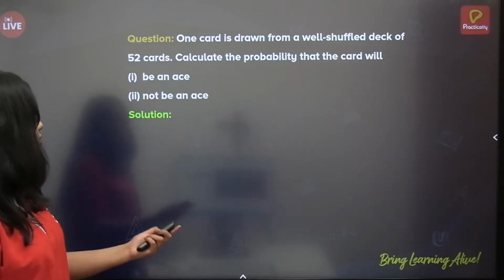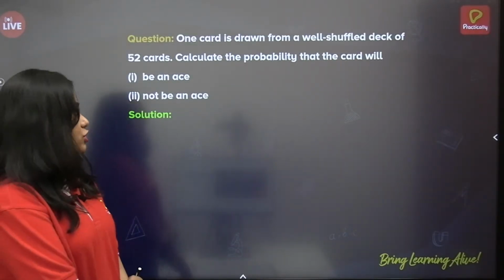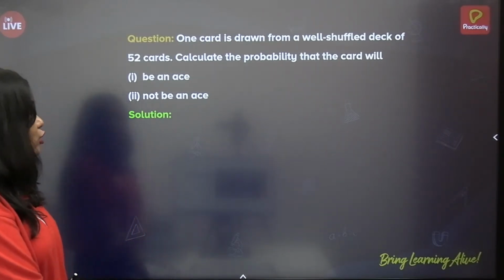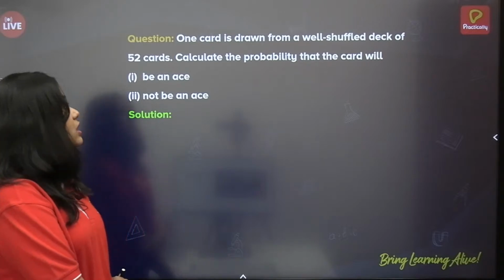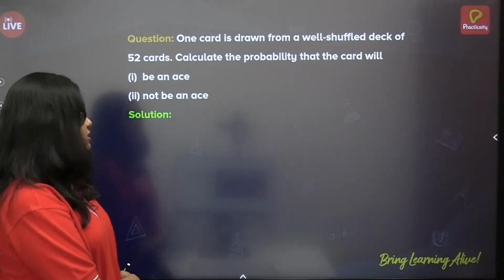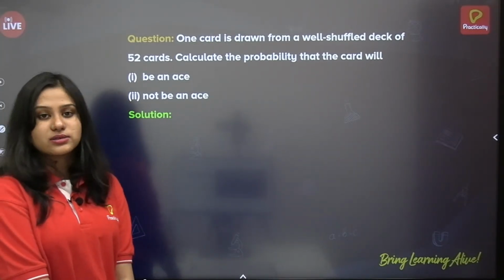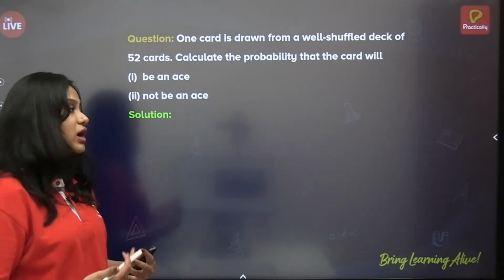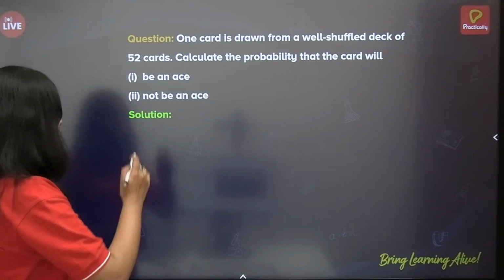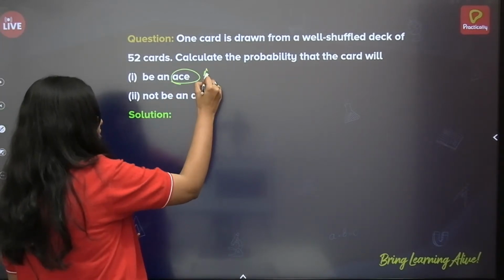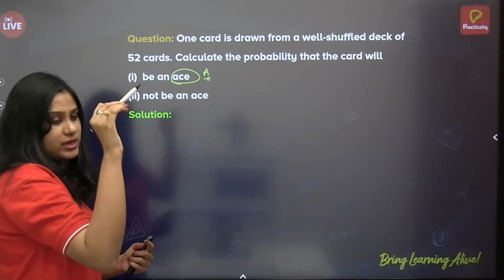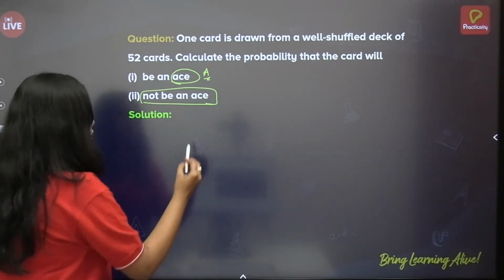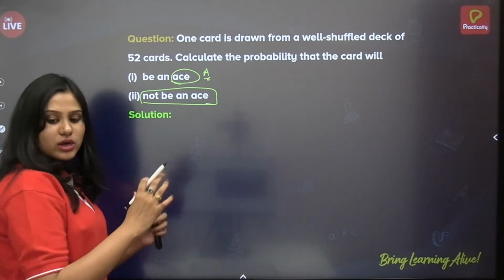Okay, next. Here we have a question. One card is drawn from a well-shuffled deck of 52 cards. Calculate the probability that the card will be an ace. Are we all aware of cards, 52 cards in a deck, correct? So what is an ace? Nothing but the A written on the card, correct? And also not being an ace. Let me just give you a glimpse.